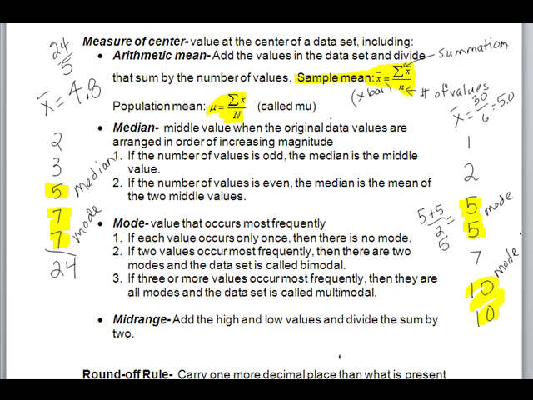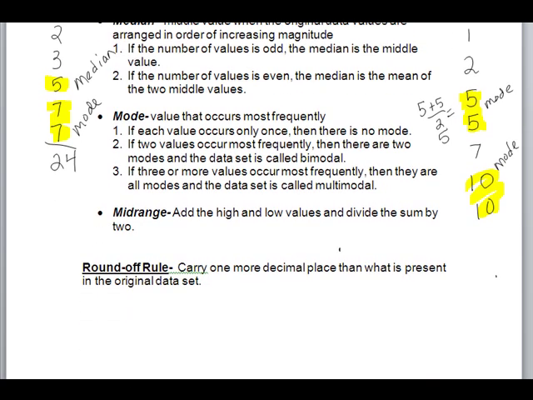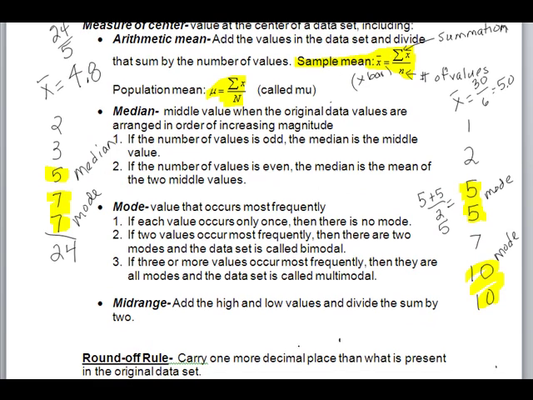Finally, we have the mid-range, and we find that by adding the high and the low value and then dividing the sum by 2. So on our list over here on the left, 2 plus 7 divided by 2 would be 9 divided by 2. So our mid-range would be 4.5. That's our mid-range. Over here we have a 1 and a 10, so 1 plus 10. That would be 11 divided by 2, so that one would have a mid-range of 5.5.